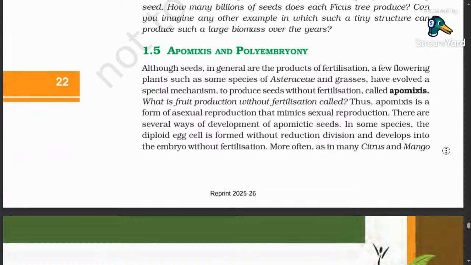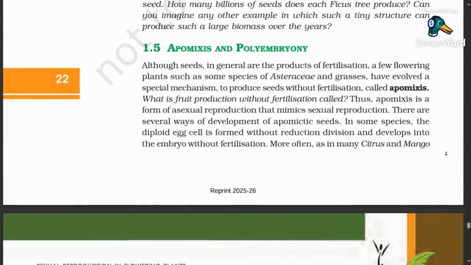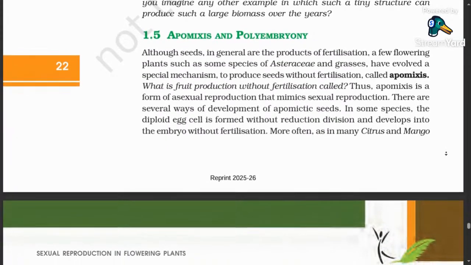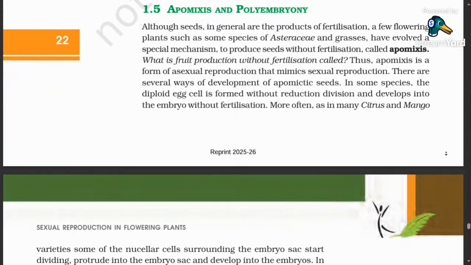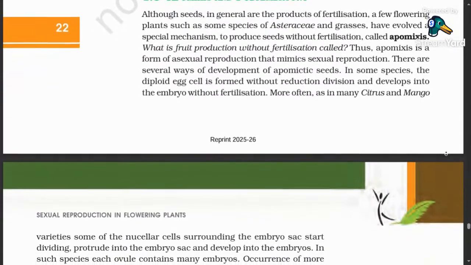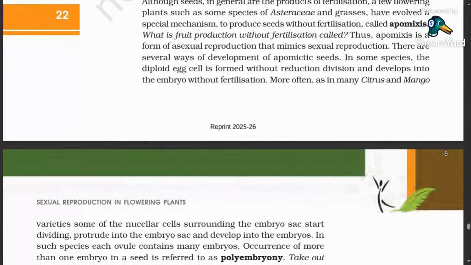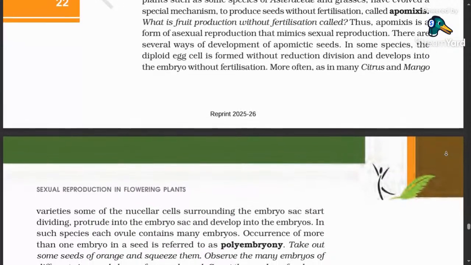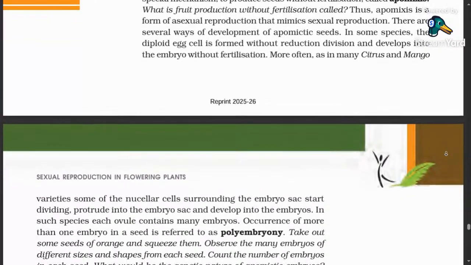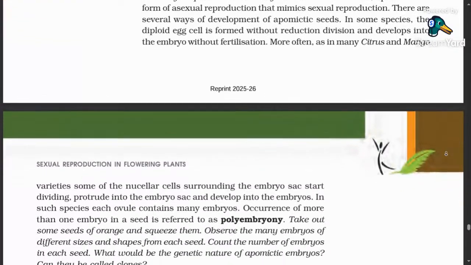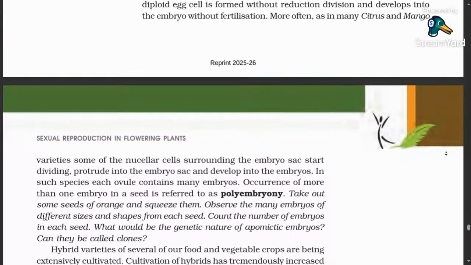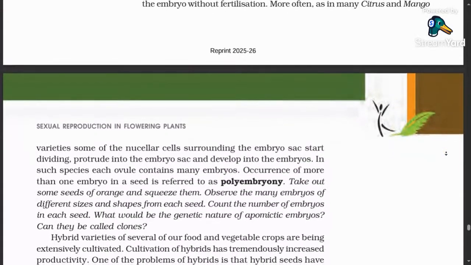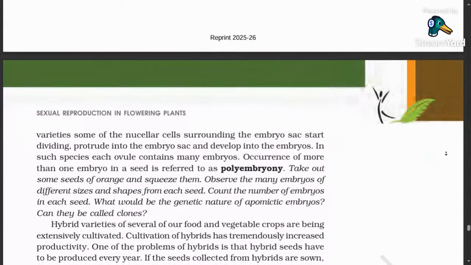In some species, the diploid egg cell is formed without reduction division and develops into the embryo without fertilization. More often, as in many citrus and mango varieties, some of the nucellar cells surrounding the embryo sac start dividing, protrude into the embryo sac, and develop into the embryos. In such species, each ovule contains many embryos. The occurrence of more than one embryo in a seed is referred to as polyembryony.